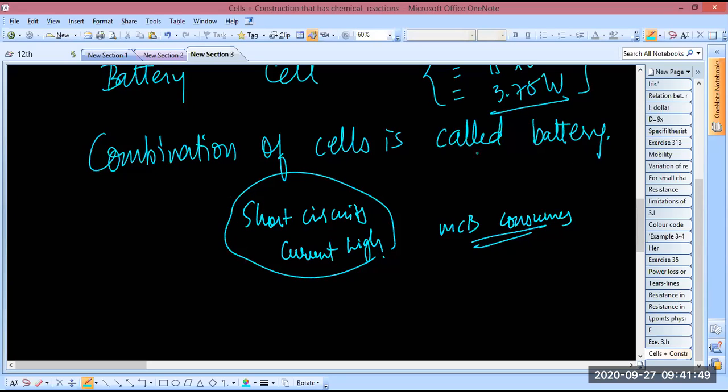Combination of cells is called a battery. That's the only difference between a cell and a battery. All the rest of the functions are the same. Okay, let's go to the next.